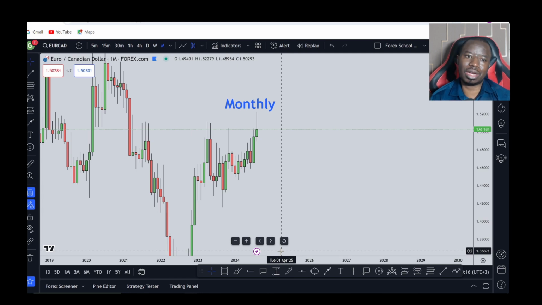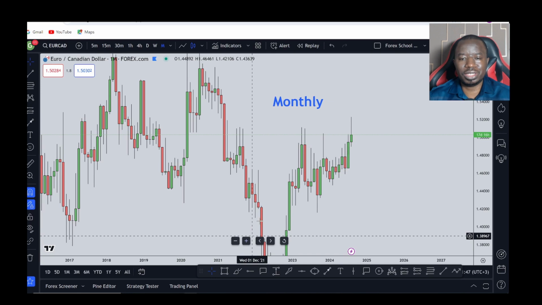Today I want us to look at the EURCAD currency pair. That's the Euro Canadian dollar currency pair, to see where price is at right now and where we anticipate it to get to in the next coming few hours and perhaps a few days. We're going to do a breakdown from the higher time frames down to the lower time frames to help us forecast the next move of price.